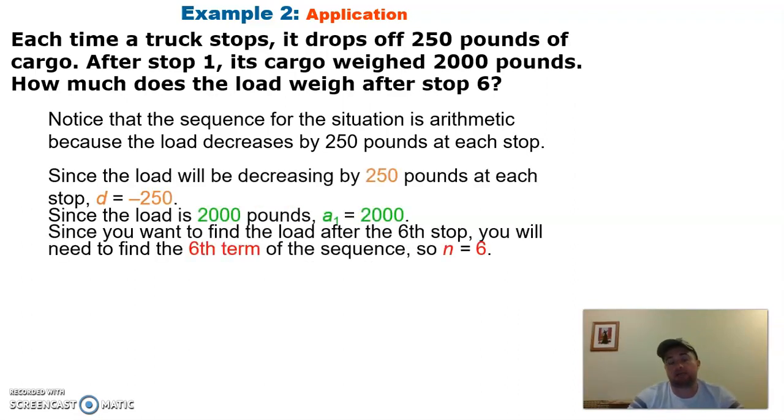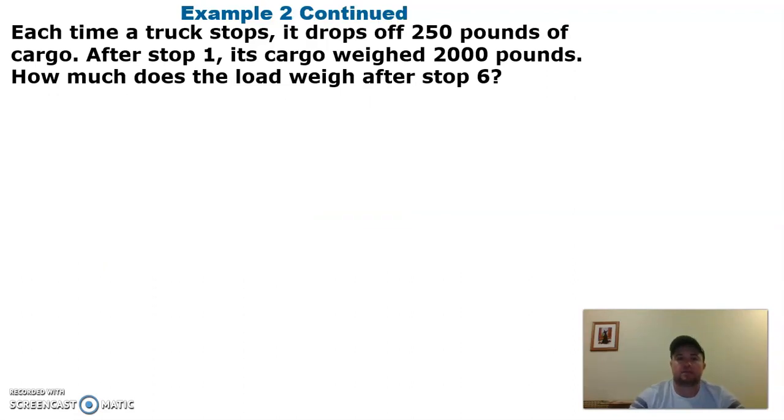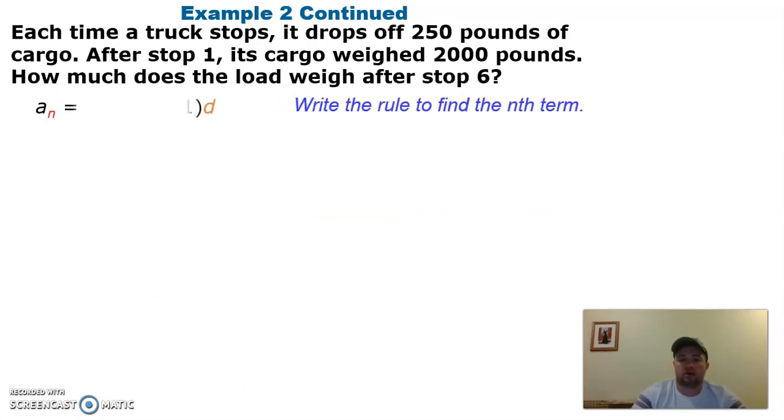Now, because I'm decreasing by 250 pounds, that means my common difference is negative 250. And since the load starts at 2,000 pounds, my a sub 1 is 2,000. And I'm looking for the 6th term after the 6th stop, so n will be 6. We're going to write our rule. Remember what I said. A sub n, any number, equals a sub 1, my first number, in this case 2,000, plus n minus 1 times our common difference.